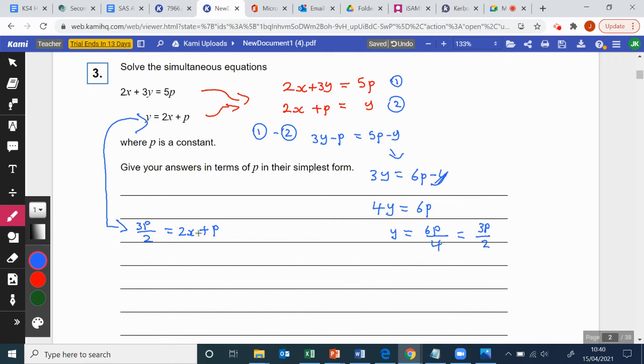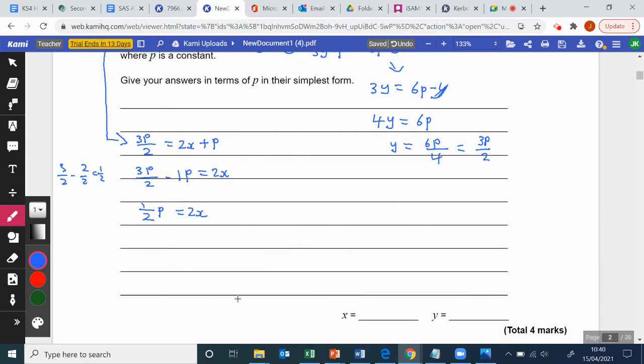So I'm doing 3p over 2 take away p. So 3p over 2 take away, well, let's put 1p just to understand what's going on. So we're doing 3 over 2 take away 1. So 3 over 2 take away 1. 1 is 2 over 2, which is 1 over 2. So that's a half p is equal to 2x.